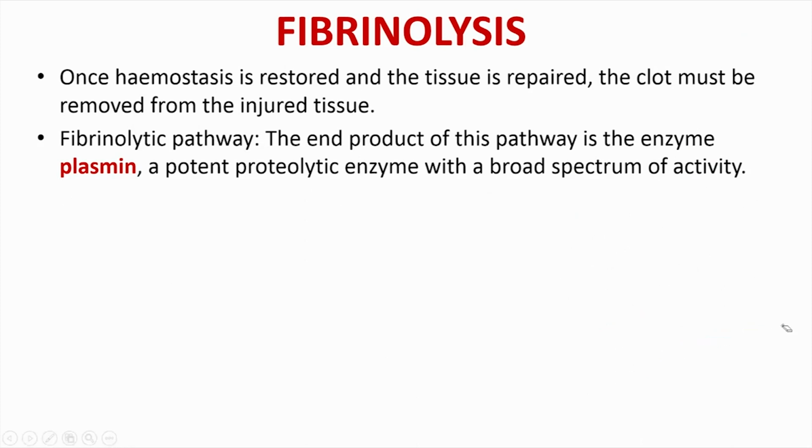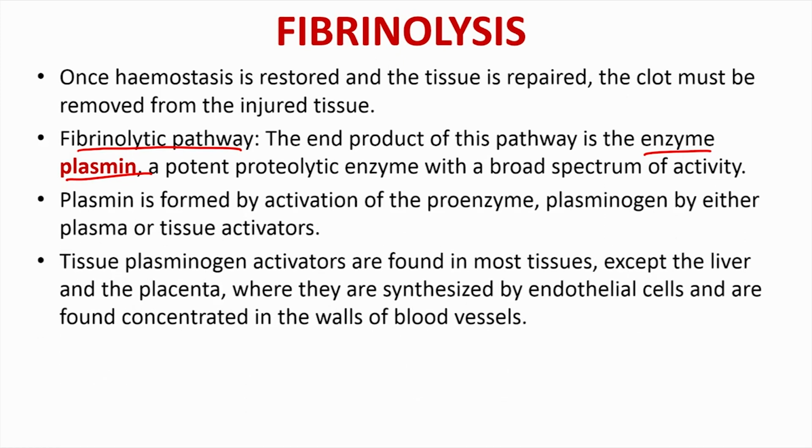As I said, once homeostasis is restored, the tissue is repaired and the clots must be removed from the injured tissue. So, there is a fibrinolytic pathway, as the name suggests, to break down fibrin. Just like all the previous pathways, there are a few major proteins involved. In this case, there is an enzyme called plasmin, and this is extremely potent in terms of cleaving this fibrin clot and has fairly broad spectrum activity.